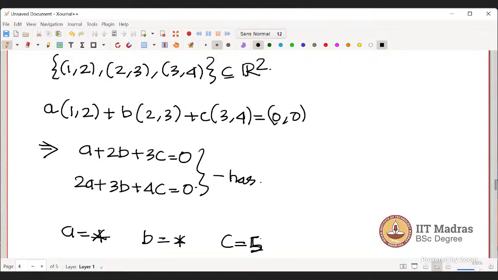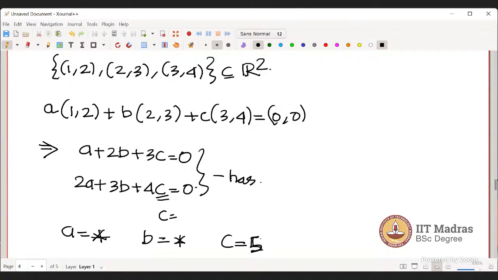Sir, where did you get that 5, sir? No, I'm simply taking some value. I have not solved this system. Since you have a system of linear equations where the number of variables is more than the number of equations, you will have an independent variable. Suppose the independent variable is C, then C can take any value. So in particular, I'm taking C to be 5.